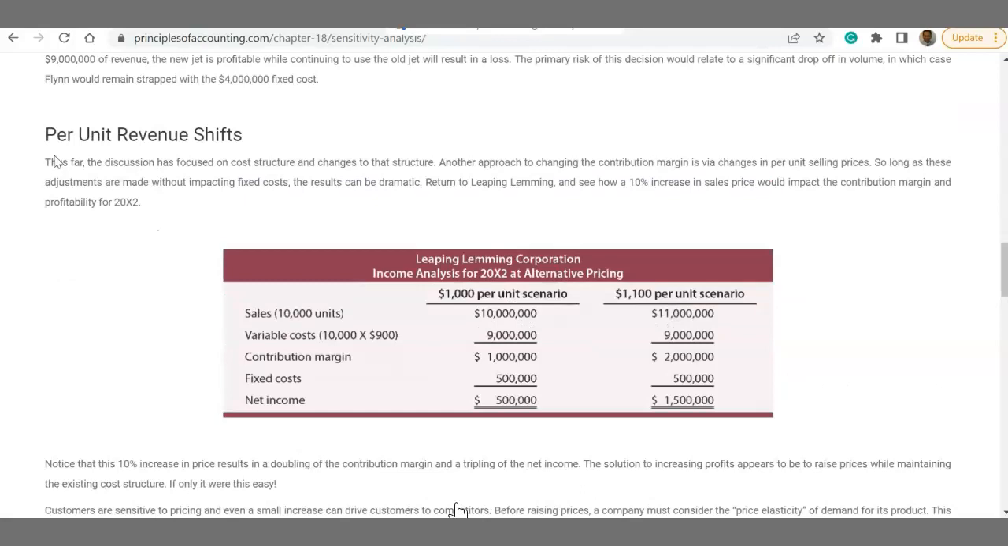Okay. Here is an example of a per unit revenue shift. What would happen if you increase the sales price, if you can, by 10%? From $1,000, you increase the sales price to $1,100, then all of a sudden your contribution margin will double. Here your contribution margin is $1 million. Here your contribution margin is $2 million. But your fixed cost is the same thing. That means your net income from $500,000 all of a sudden will be 3 times more, $1.5 million. But the question is, can you do it or not, right?